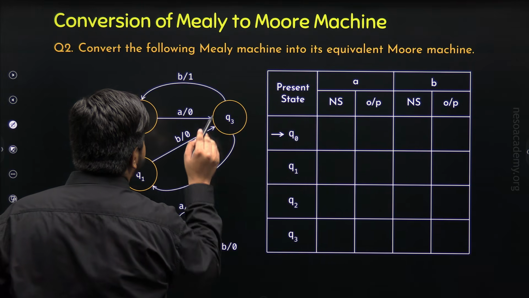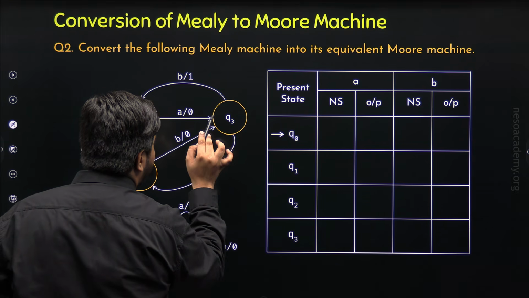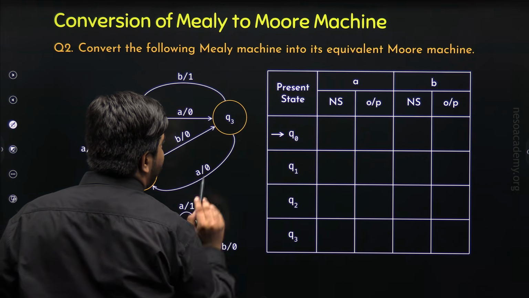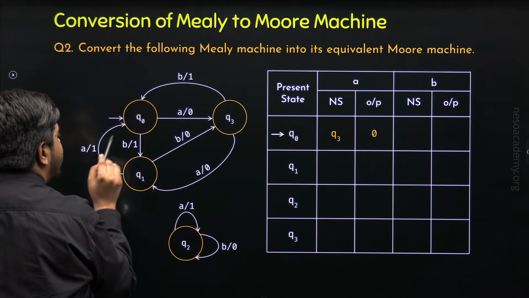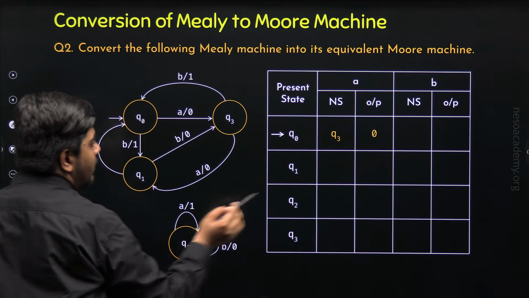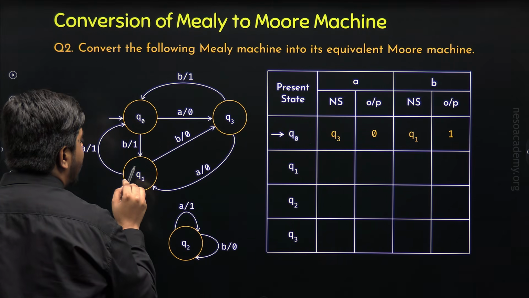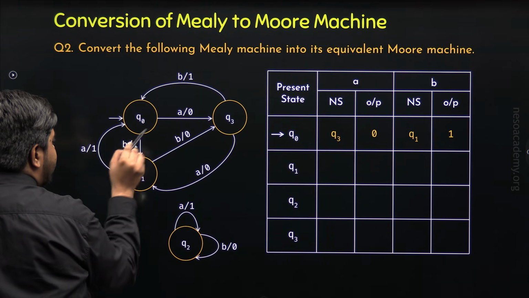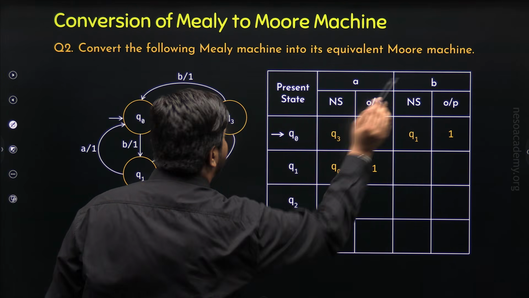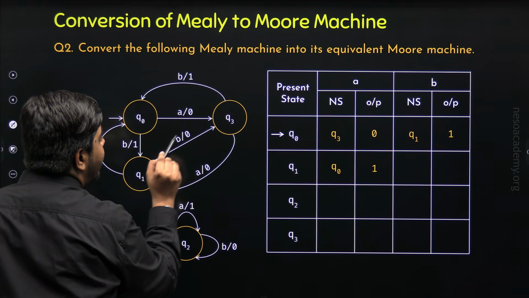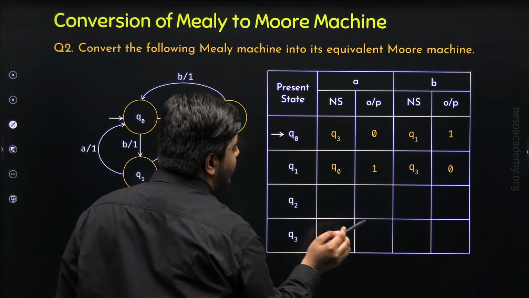Q0 on A gives Q3 with output 0. So here we will write Q3 and output symbol 0. Now Q0 on B is giving us Q1 and 1. So here we will write Q1 and 1. Q1 on A is giving us Q0 and output 1. So we are getting Q0 and output 1. Q1 on B, we are getting the next state Q3 and output 0. So we are getting Q3 and 0.